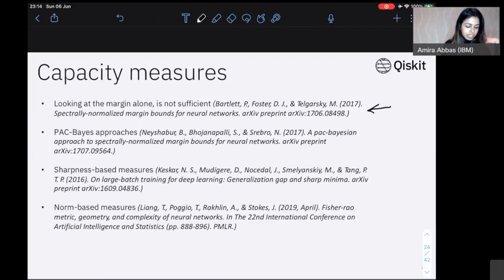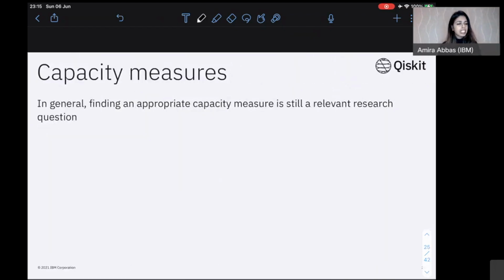And so this spurred really some other suggestions of norm-based capacity measures, and some other ideas on probabilistic settings of how to think about capacity measures. And so I listed some interesting papers over here if you're interested in this idea of capacity in classical machine learning. I highly encourage you to read up about it. But I think what's important to highlight is that in general, finding an appropriate capacity measure is still a relevant research question.